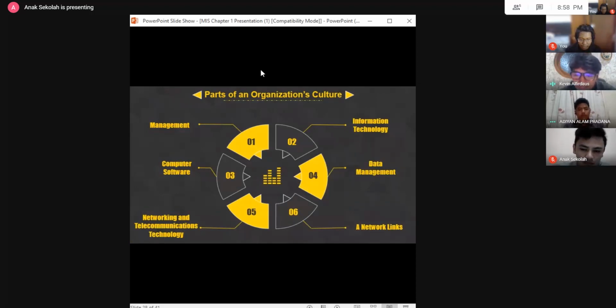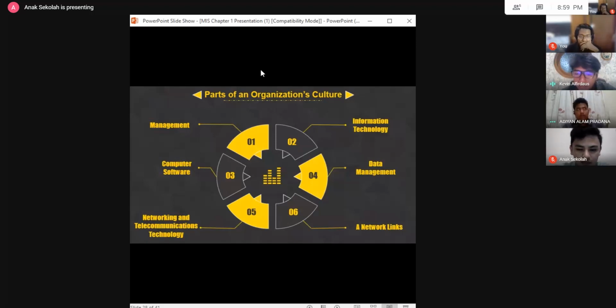Part of an organization's culture. First is management. Management's job is to make sense of the many situations faced by the organization, make decisions, and formulate action plans to solve organizational problems. They must exercise responsible leadership.